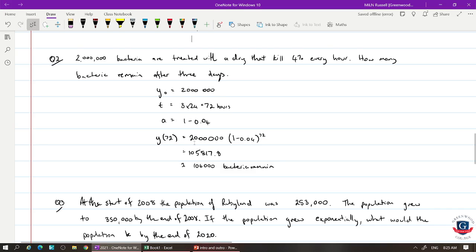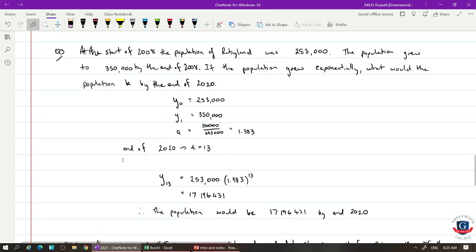So we set up our formula. Y72 will be equal to 2 million times 0.96 to the power of 72. So after being given the drug every hour for 72 hours, only 106,000 bacteria will remain. And it's a good idea to round it to a reasonable number because there's no way that that exact number would be able to be counted.